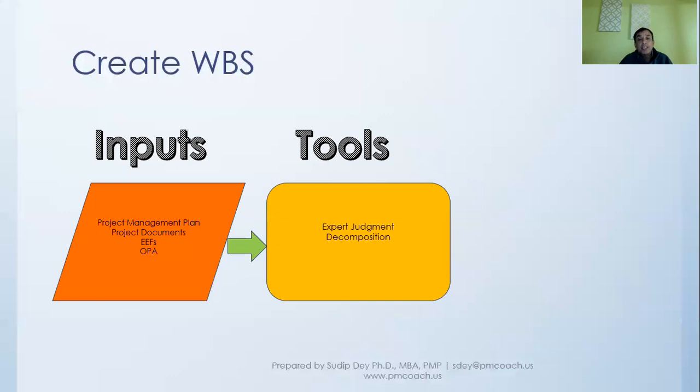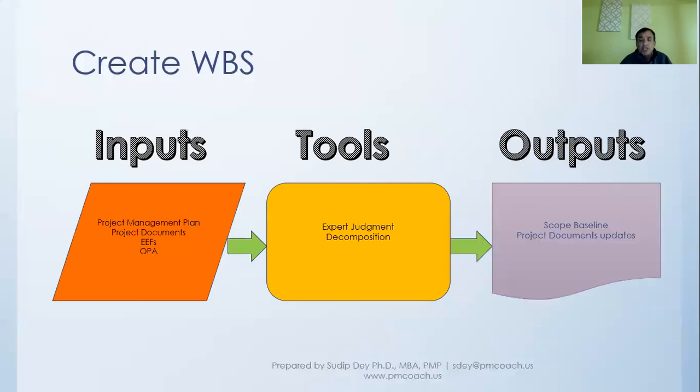and decomposition is the key tool that we'll be using. The whole idea of creating the WBS, the work breakdown structure, is that we break down the deliverables we came up with during define scope in the scope statement into sub deliverables, and that is done through the decomposition process. As a result, we'll come up with these outputs. The key output here is the scope baseline.